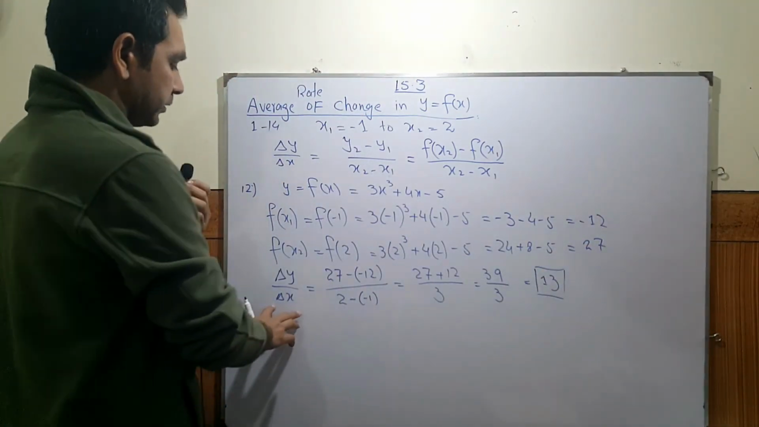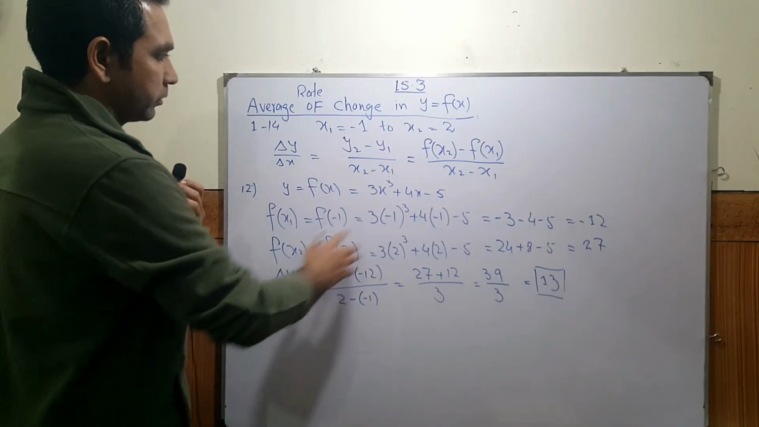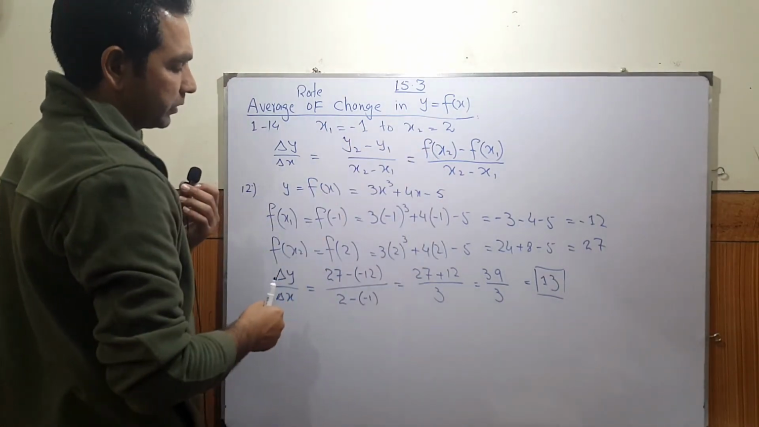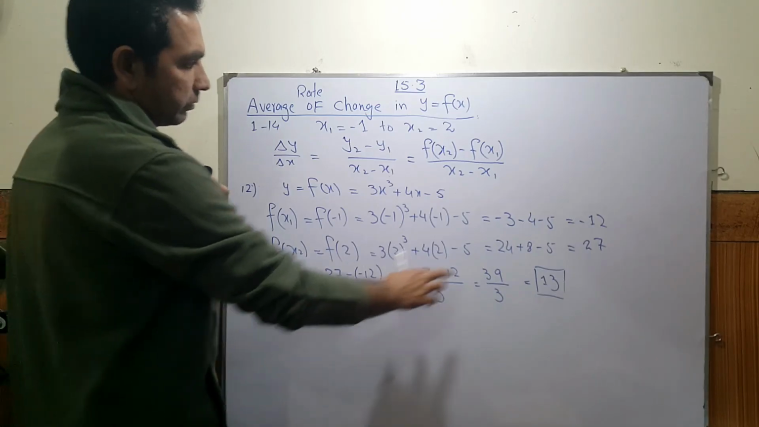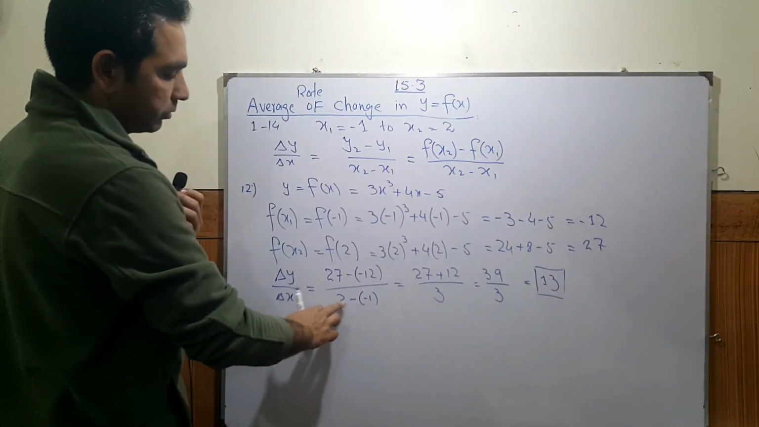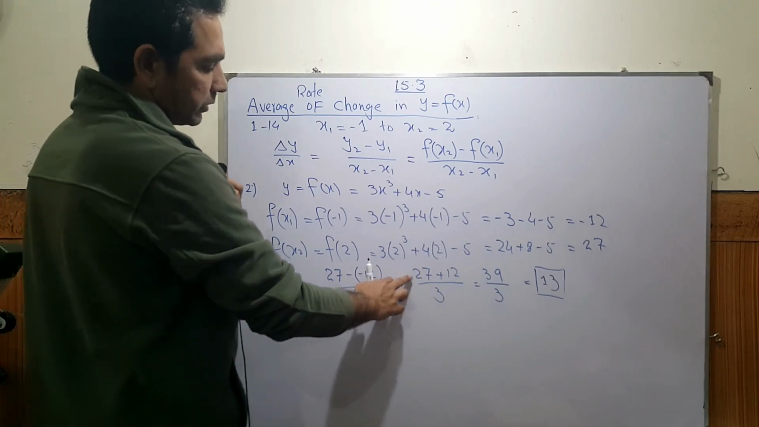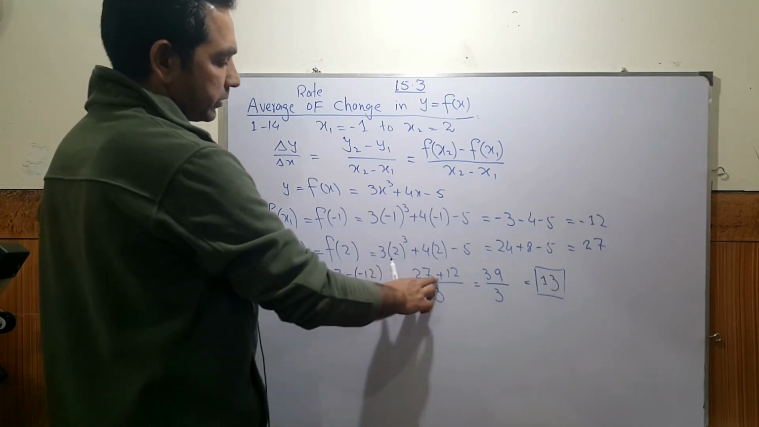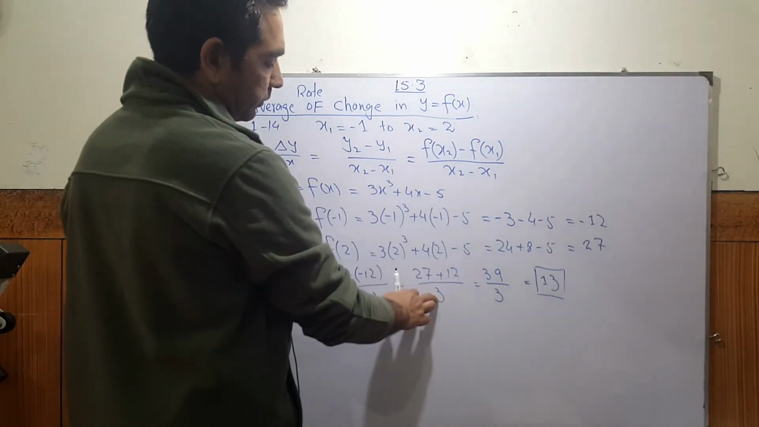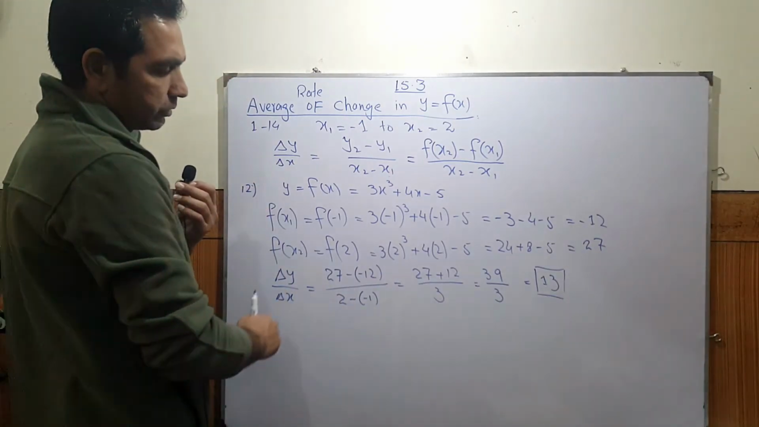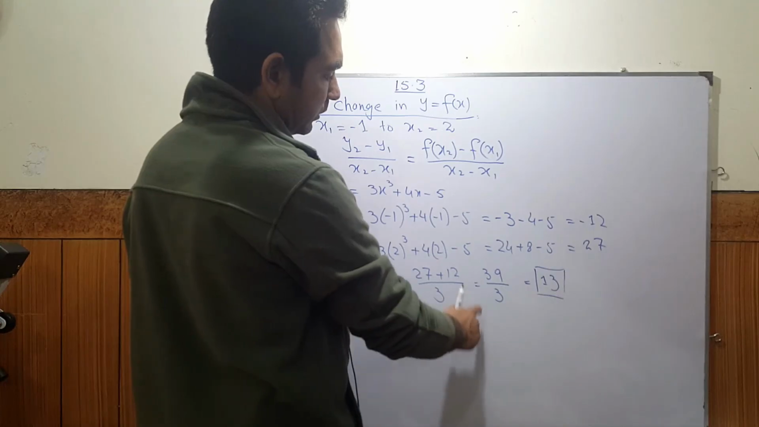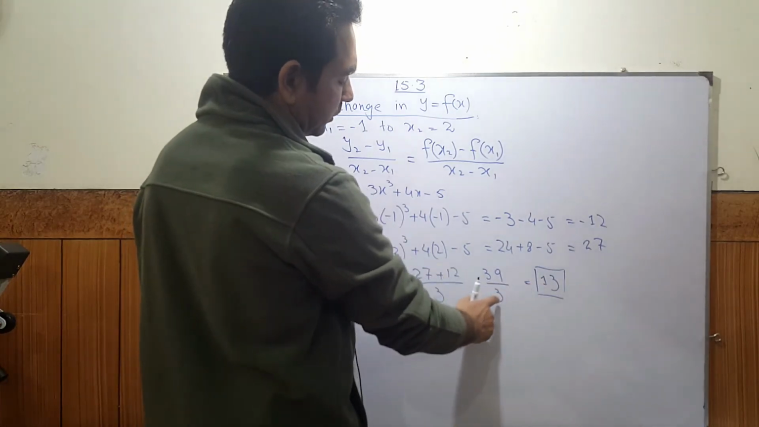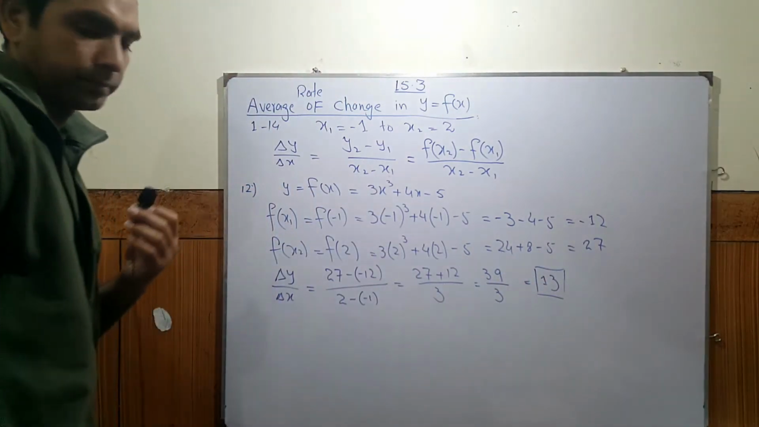Now if we substitute all these values in the formula, the average rate of change would be 27 minus 12 divided by 2 minus minus 1. So 27, and minus into minus gives us plus, so 27 plus 12 divided by 3. So 39 divided by 3. If we divide this, 13 times 3 gives us 39, so the answer is 13.